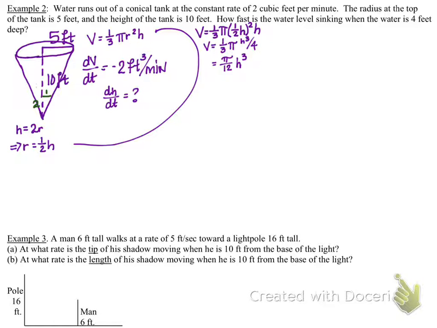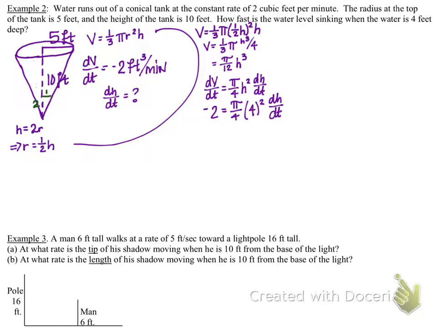And we're going to differentiate that. dV/dt equals pi over 4 h squared dh/dt. And we are looking at: how fast is the water level sinking when the water is 4 feet deep? Well, dV/dt is always and forever -2, and h, it says right in front of us, is 4, and this is going to give us dh/dt.